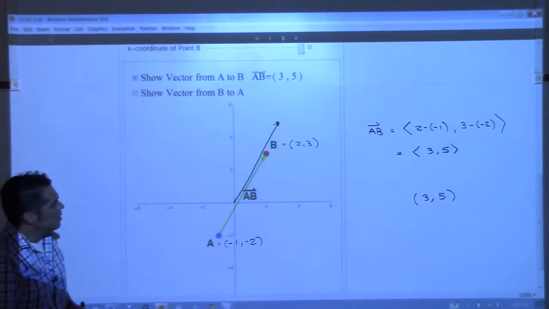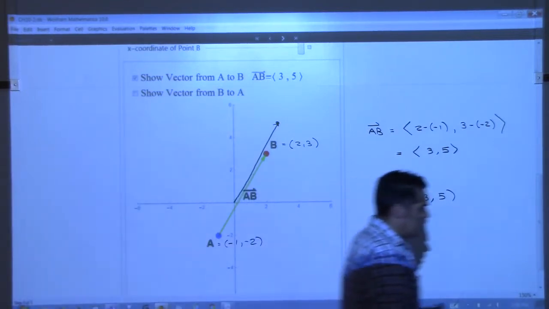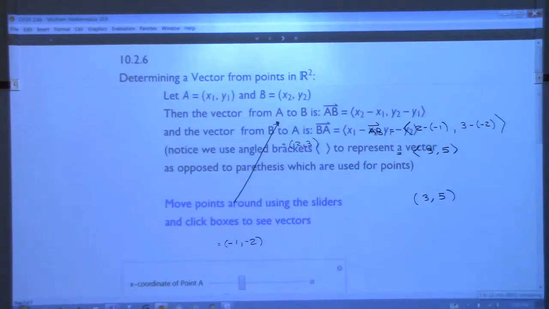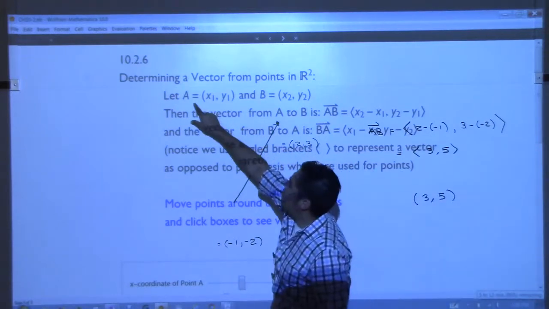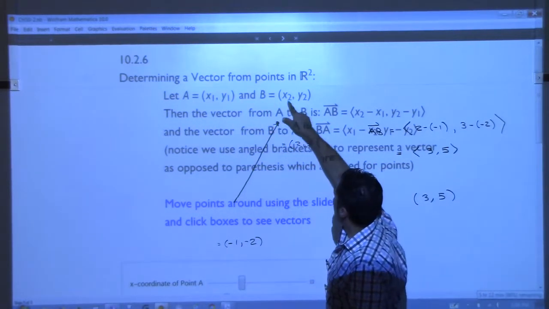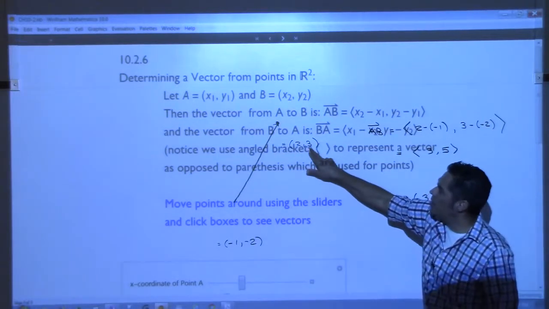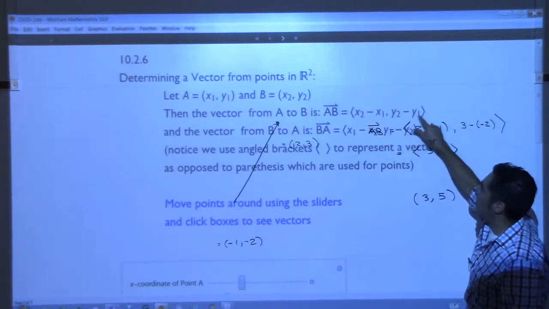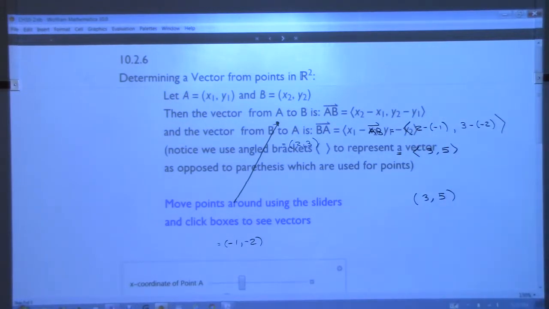Okay. So you're going to subtract. The notes say here that if you're going to go from the point A, which we'll call x1, y1, which would have been these, to the point B, which is x2, y2, which was the 2, 3, then you're going to take the x2, subtract the x1, and then the y2, subtract the y1. The order is important.